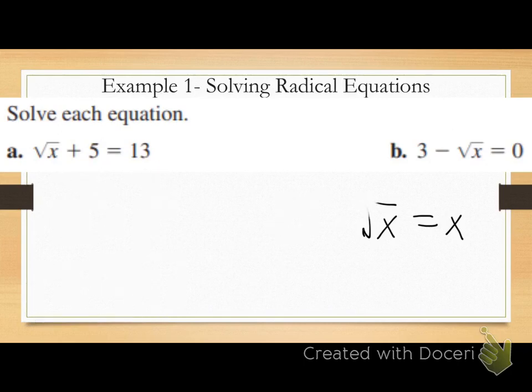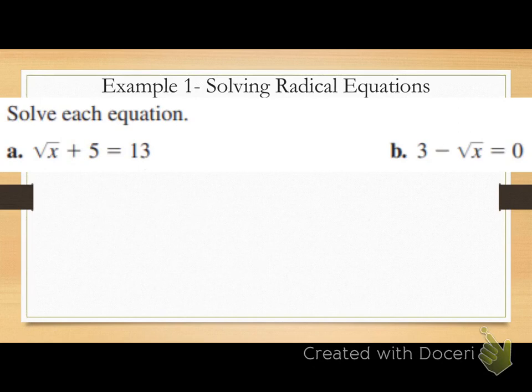Wow. We okay with this so far? I like these. Not too bad? Okay, letter B. 3 minus the square root of x equals 0. Trey already kind of figured it out earlier, but let's use our mathematical steps here to get the answer.